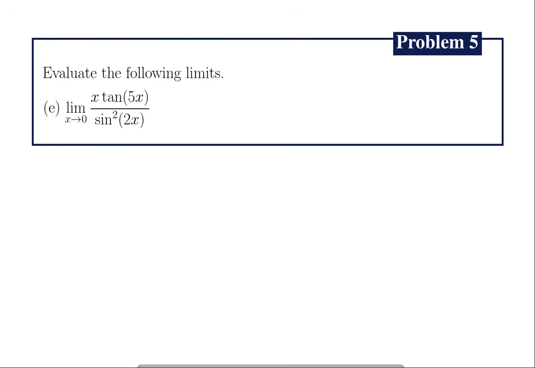Next. Alright, so dito sa next problem, we have this function, x times tangent of 5x, all over sine squared of 2x, and then we want to take its limit as x approaches 0. Okay? So ano ulit yung gagawin natin when we are presented with this kind of problem? So tama. Susulat natin siya in terms of sines and cosines. So yung tangent lang naman yung kailangan natin i-expand, right? So sine over cosine lang naman yun.